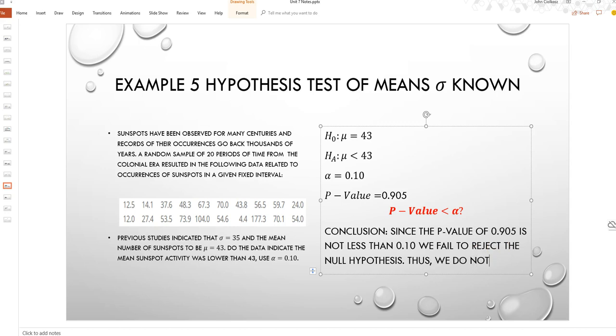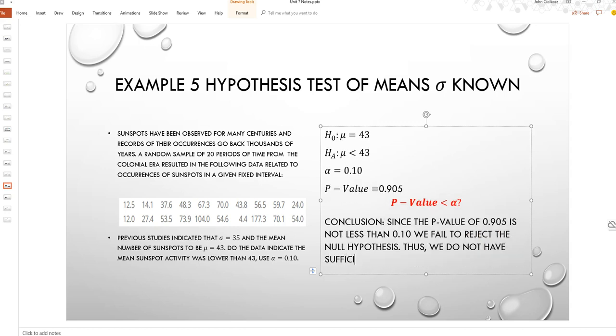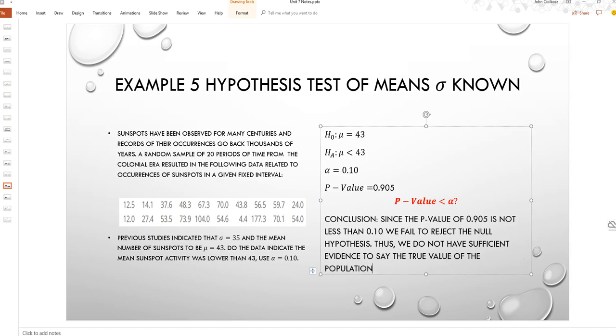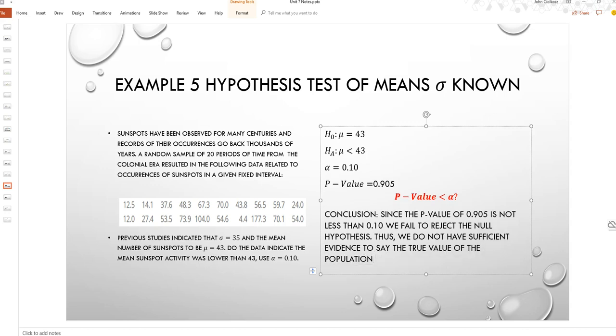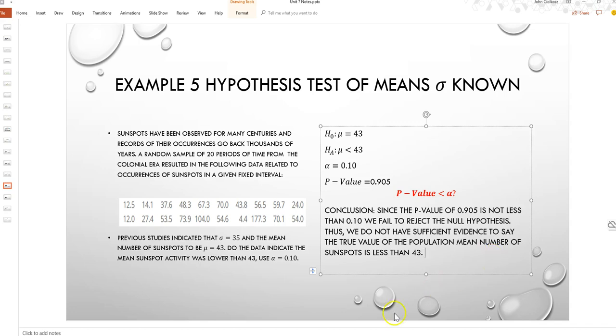Thus, we do not have sufficient evidence to say the true value of the population. So this one's a mean, so we could say mean or average. We say number of sunspots, so mean number of sunspots is, we're looking at less than, so less than 43. All right, let's do another one here.